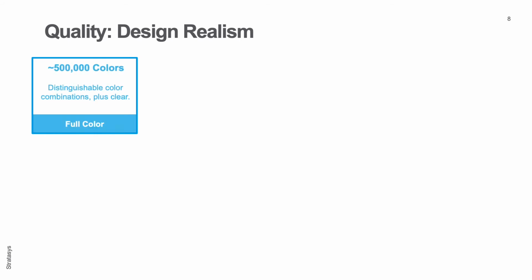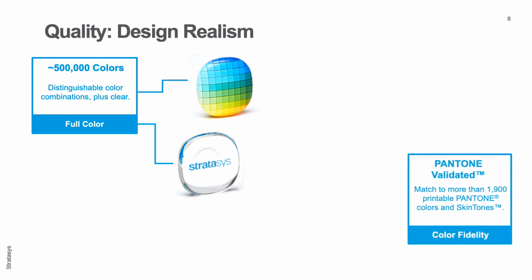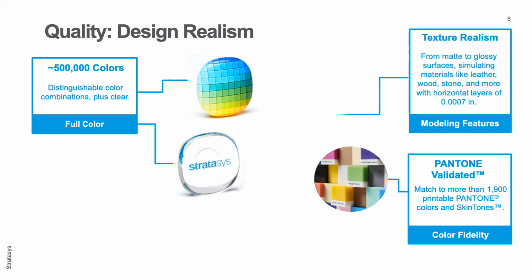Design realism means putting quality design output in your hands. With an astonishing amount of color, nearly 500,000 color combinations to choose from, as well as 1,900 Pantone validated printable colors, texture mapping and gradients, your parts will have the look, the feel, the function, and the geometric accuracy that you need to bring your best quality ideas to life.